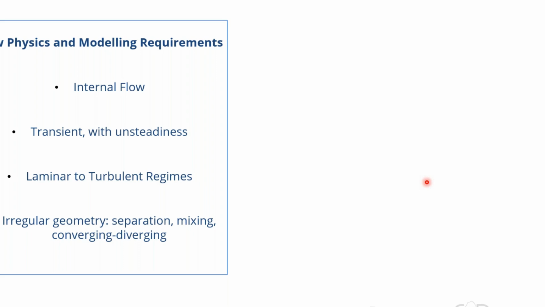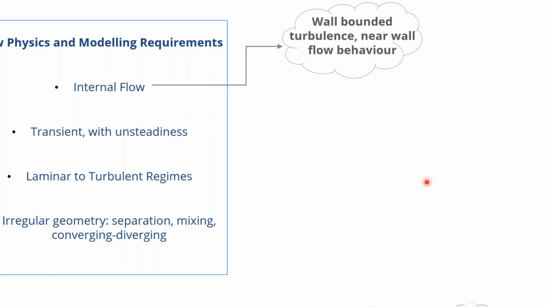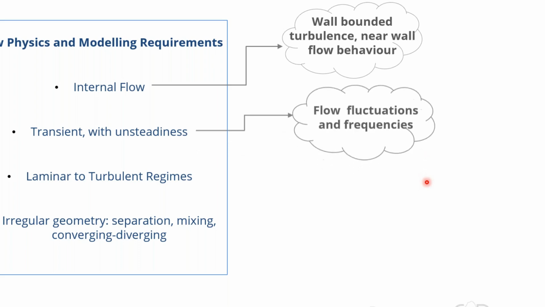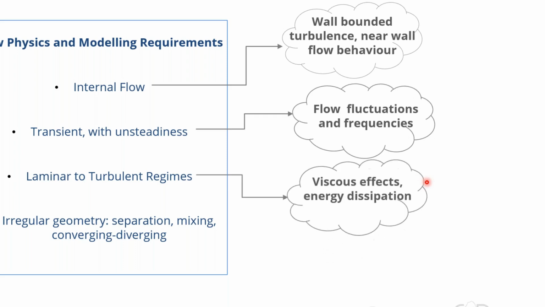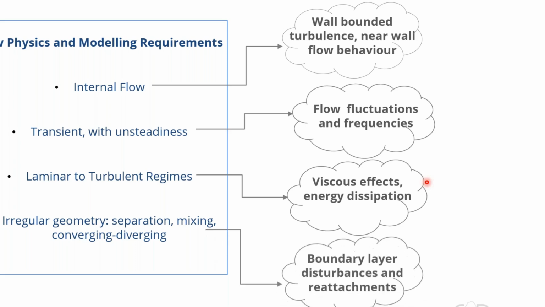And this gives the flow significant fluid characteristics, including separation, mixing, and converging and diverging flows. And from these flow physics, we look at the requirements. So for an internal flow, this is a wall-bounded turbulence problem and has significant near-wall flow behavior. We've got flow fluctuations and frequencies that we need to consider. With the laminar to turbulent flow regimes, we've got the viscous effects dominating and the energy dissipation from the turbulence, and then also boundary layer disturbances and reattachments.